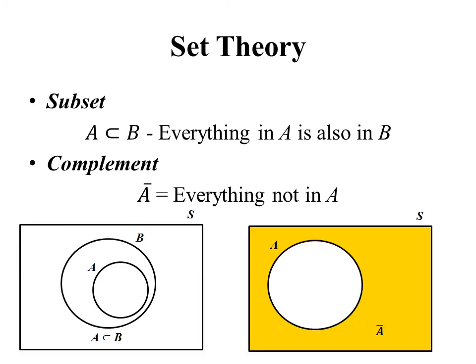So to illustrate these ideas with a Venn diagram, again, here's our sample space. Here's maybe a set B, and then inside of that set is a smaller set, call it A. And so here everything in A is also in B, and so A is a subset of B. In this picture, here's our sample space. Here's our set A, and then this shaded region is everything that's not in A. So that shaded region is our complement.